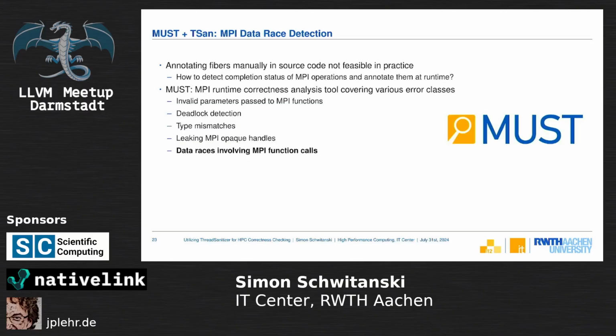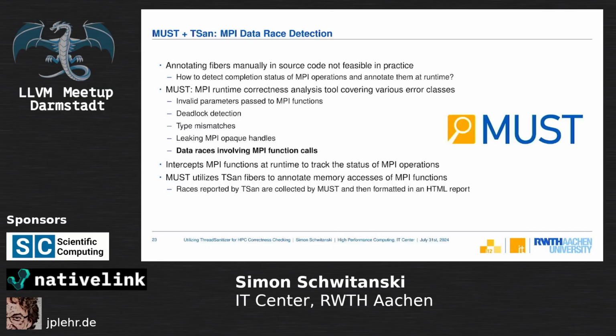And for that, we have MUST, which we develop in Aachen, which is an MPI runtime correctness checking tool that can detect deadlocks, type mismatches in your MPI programming, leaking MPI handles, and data races involving function calls. What it does is it intercepts functions at runtime to track the status of MPI operations. And MUST internally now utilizes TSan fibers to annotate all those memory accesses that we've seen before of MPI_Isend and so on. Those races are then reported by TSan, and MUST can also collect them and format them in a nice HTML report.